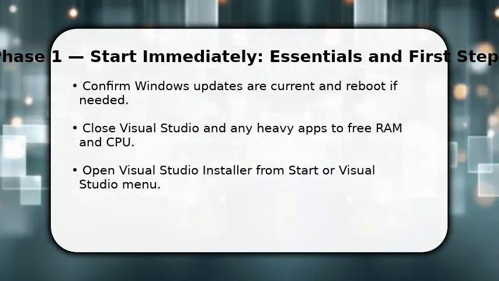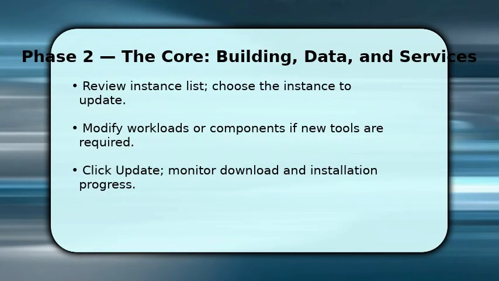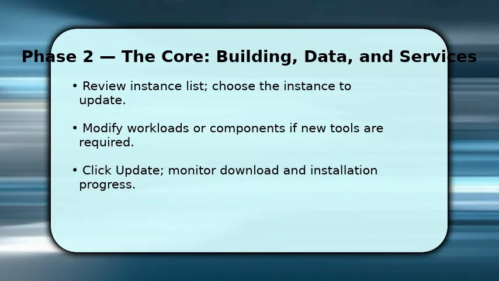Then select the instance you want to update and click Update to begin. Once the update starts, you'll choose whether to modify workloads or keep the same configuration. If you need new components like .NET SDKs or C++ toolsets, add them now. This avoids multiple rounds of updating. The installer will download packages, watch the progress, and keep your machine plugged in.